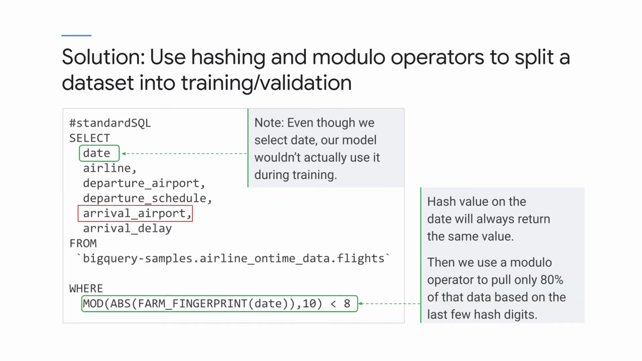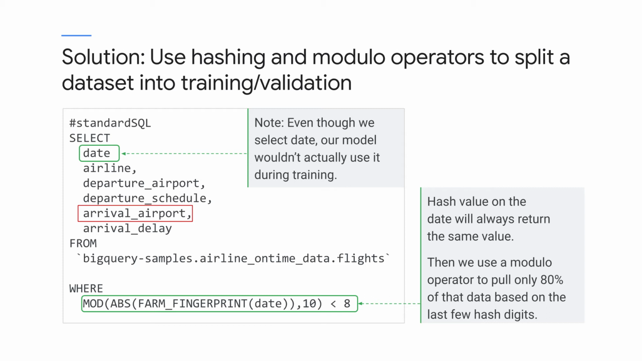Here's an example of splitting an airline dataset based on the date. If you want to split your data by arrival airport, for example, so that 80% of airports are in the training data set, compute the farm fingerprint on arrival airport instead of date.